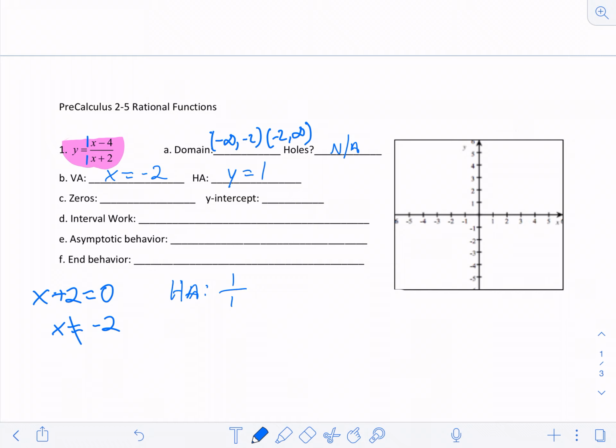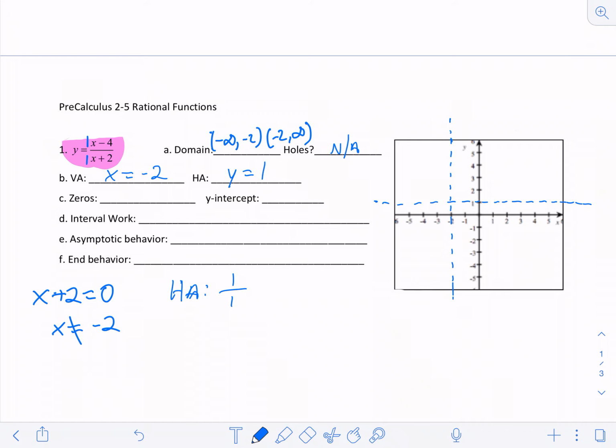So let's graph this. Let's graph our asymptotes. My vertical asymptote is at x equals negative 2, right there. My horizontal asymptote is at y equals 1. So here is my horizontal asymptote at y equals 1. So my vertical, x equals negative 2, my horizontal asymptote at y equals 1.